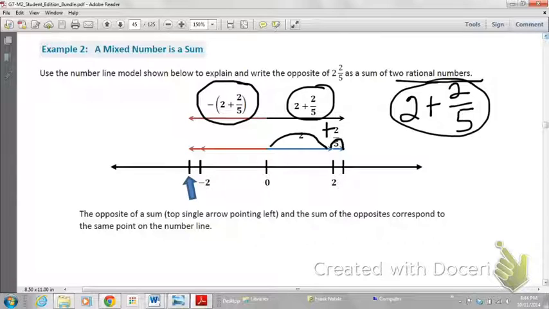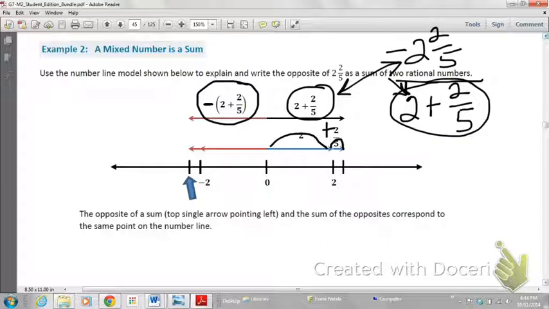Okay, how you would write this: -2 plus 2/5. Now, what this says right here is implying that we need to find the opposite of everything that is in that parentheses. And again, if we did that, the opposite of a sum is a sum of its opposites, and -2 2/5 is the opposite of this number, which is the sum of these two.